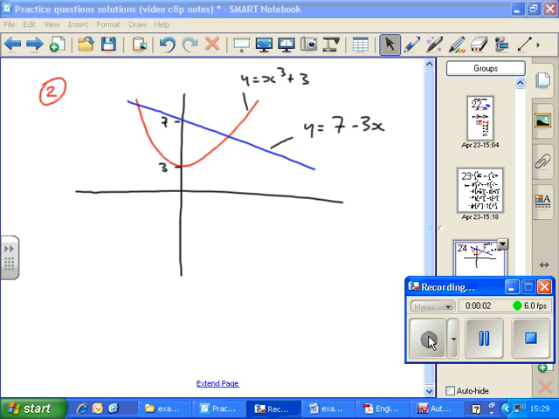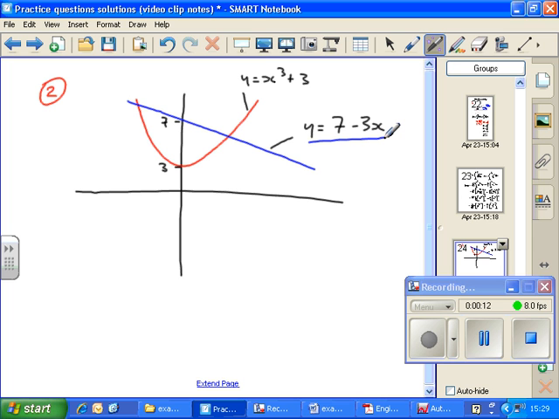Okay, question number 2. This time I'm asked to find the area between the line y equals 7 minus 3x, which is this, and the curve y equals x squared plus 3, which is this. And in this example, you might well be expected to be able to sketch the curve. So let's have a look at how that might occur.